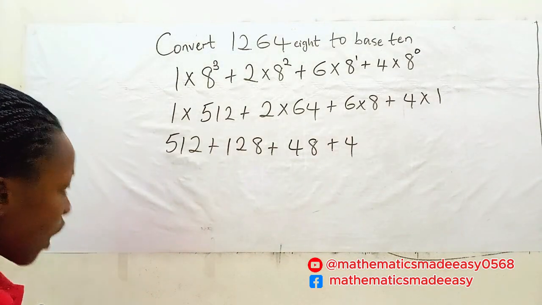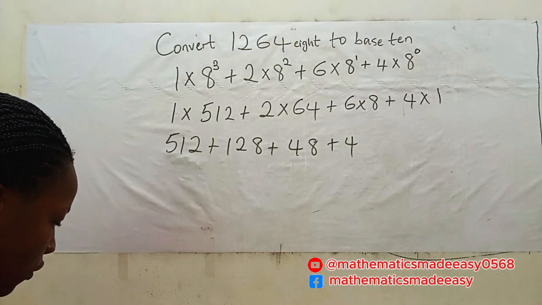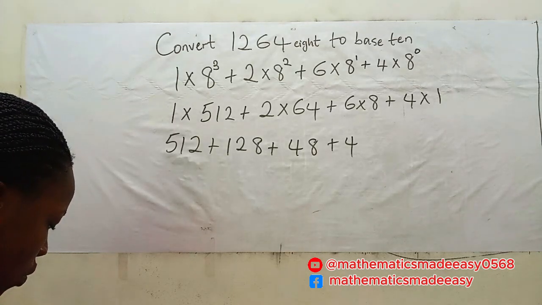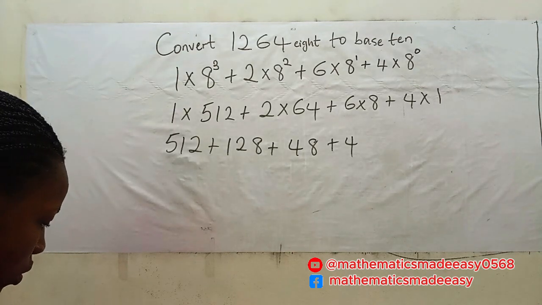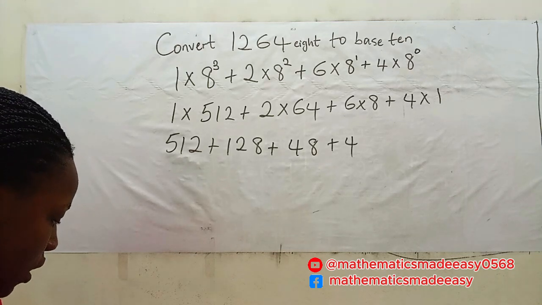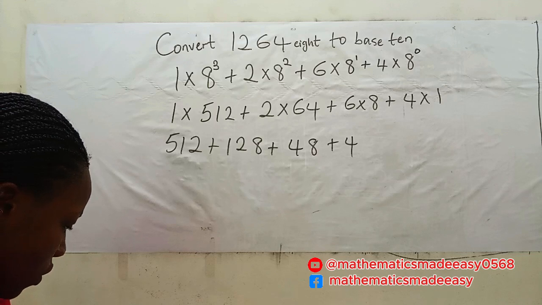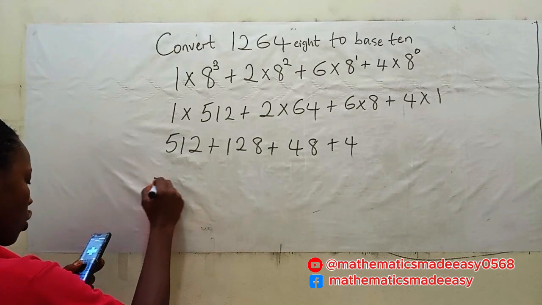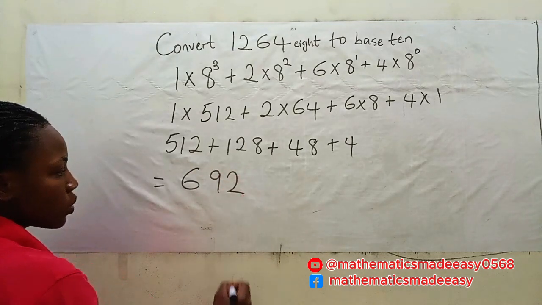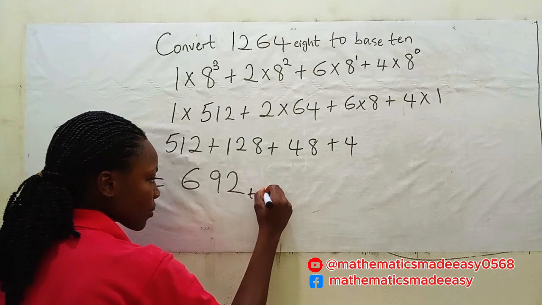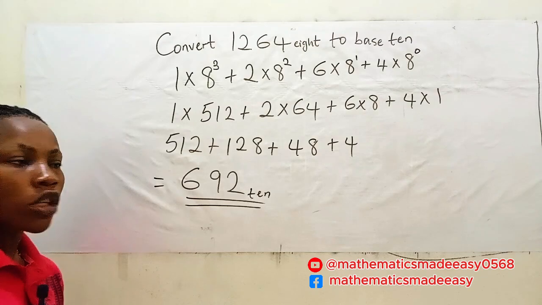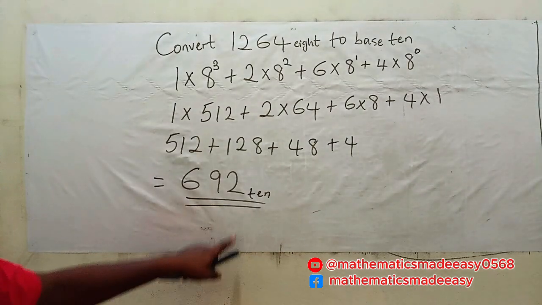So adding them together, we are going to have 512 plus 128 plus 48 plus 4 equals, it's going to give us 692 in base 10. Right, it's going to give us 692 in base 10.